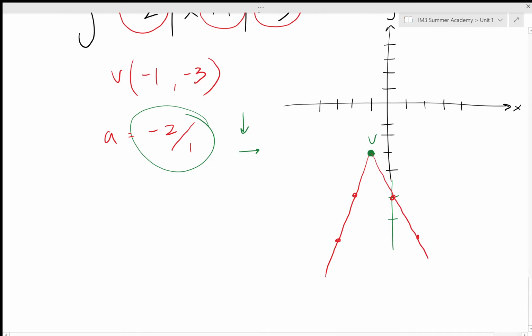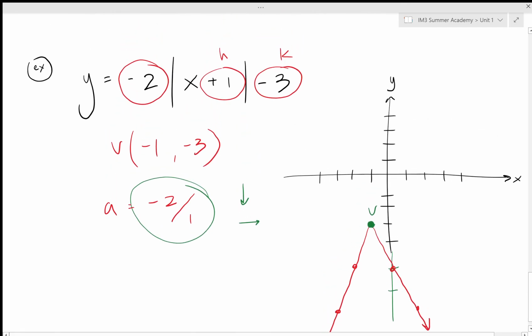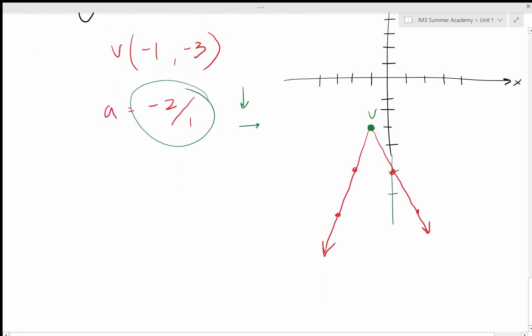So if we try and summarize this up, what actually happens is when I have a negative a value, my V shape, my absolute value goes downwards. Just like if we try and tie this back into parabolas, when you had a negative a value on your parabola, the same thing, your parabolas face downwards. So we can keep that same pattern in mind.